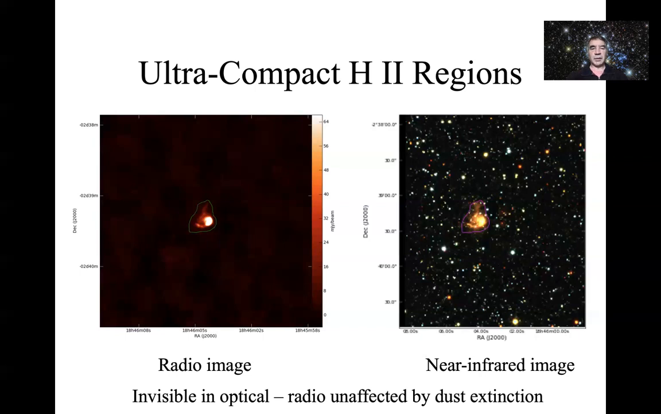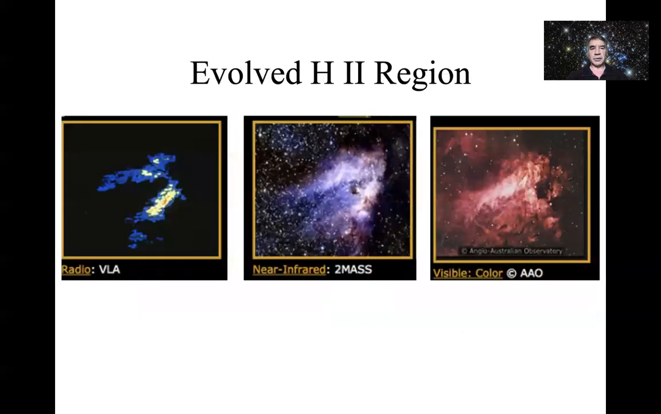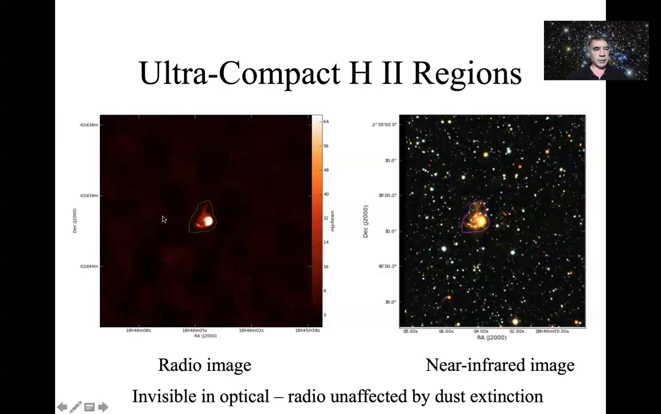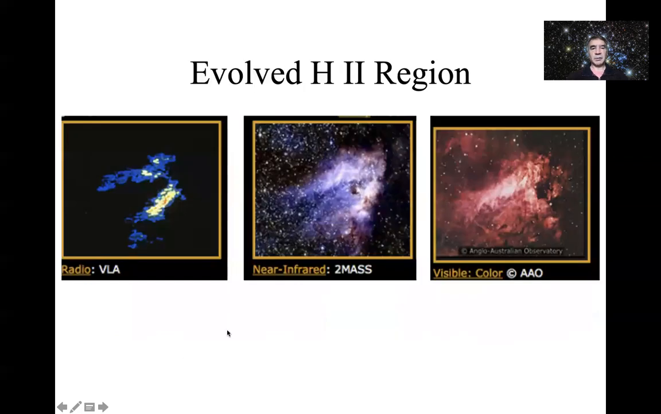But if you look at other objects, they are much bigger on the sky. So this one, it's only about 20 arc seconds across or something. This object here, which is M17 or the Omega Nebula, is much bigger. So this would be several arc minutes across on the sky. This is the radio image. Okay, here again, the near-infrared image.